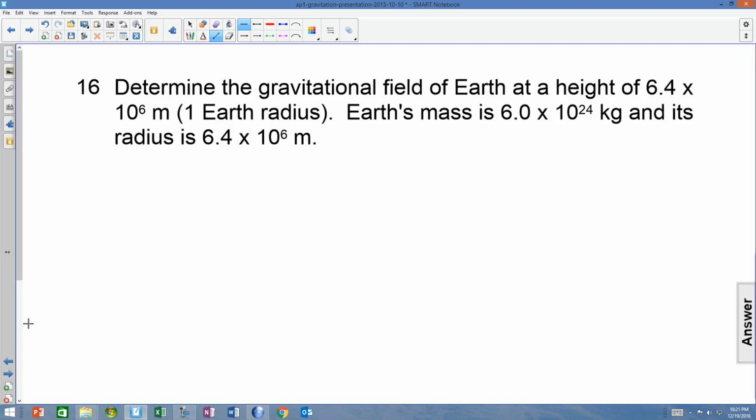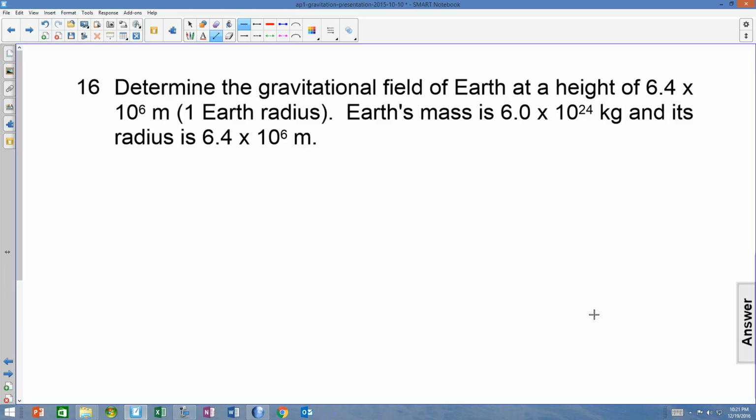So using that information, determine the gravitational field of Earth at a height of 6.4 times 10 to the 6 meters, which is equal to 1 Earth radius. Earth's mass is 6 times 10 to the 24 kilograms, and its radius is 6.4 times 10 to the 6 meters. Okay, so now we're going to be at a height of 6.4 times 10 to the 6 meters above the Earth's surface. Go ahead and pause the video now.